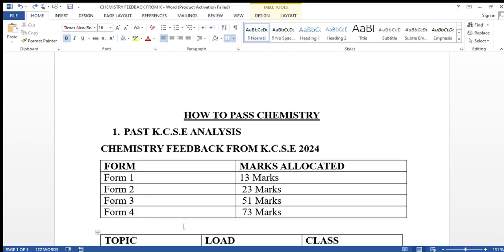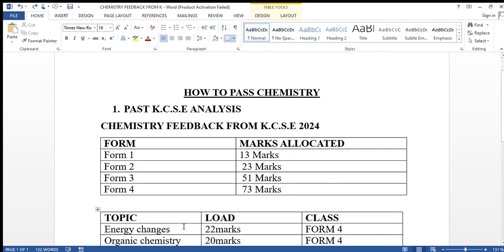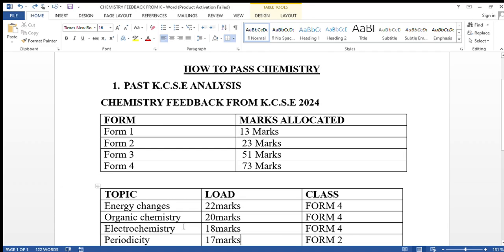Now, any student who wants to pass chemistry should revise Form Four work thoroughly, because generally, almost half of the chemistry theory paper comes from the Form Four syllabus. Now let's look at the topics, the chemistry topics and the load.